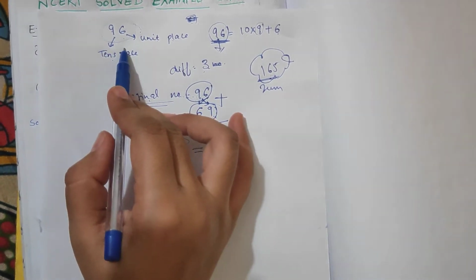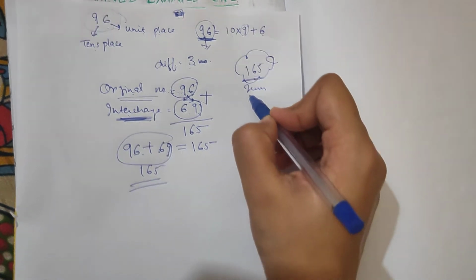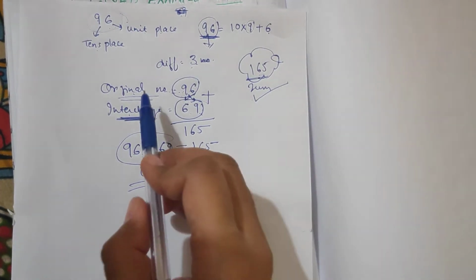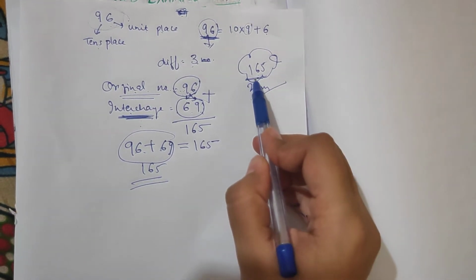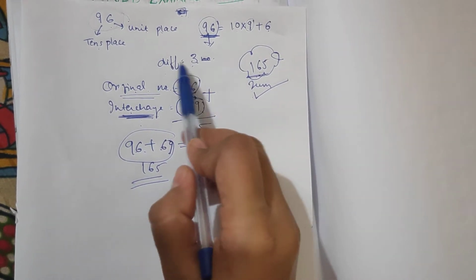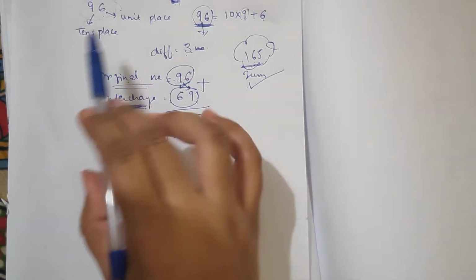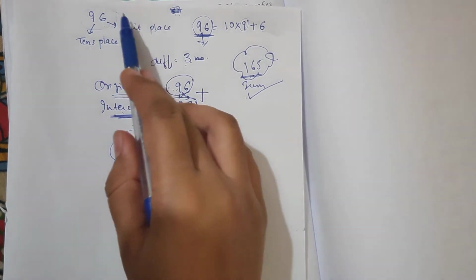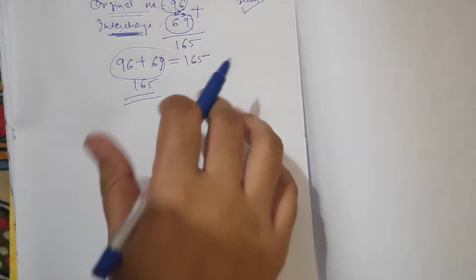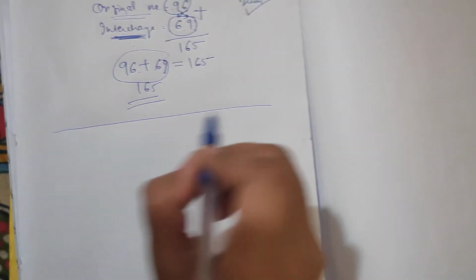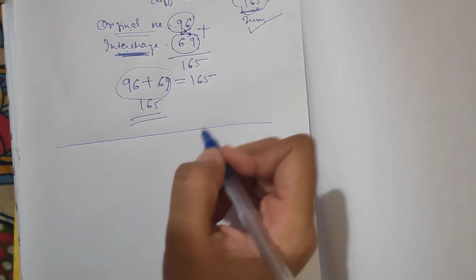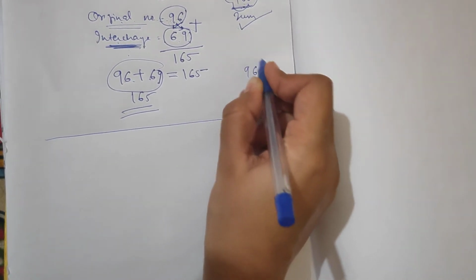Okay, we don't know this, but we have the information that the sum of this original number plus the interchanged number is 165. The difference between the two digits is 3, and we don't know whether it is 96 or 85 or whatever. Now let us solve this question again and see whether we'll find the number 96 or not.